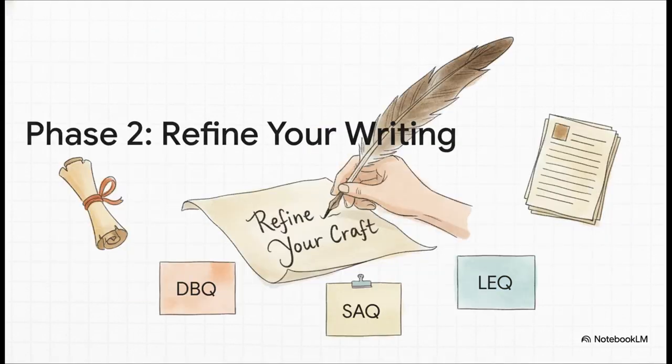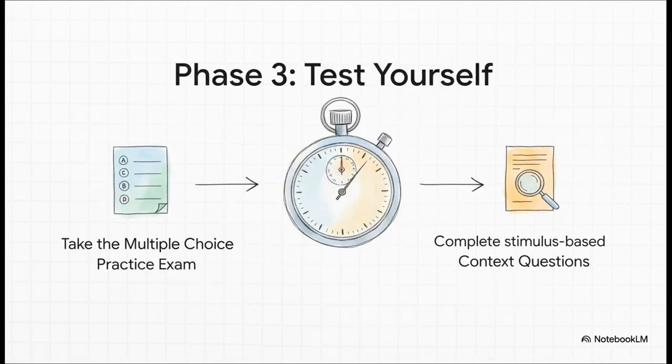All right, on to phase 2. This is where we tackle that huge 60% of your score. You're going to dive deep into the specific guides for the DBQ, the SAQ, and the LEQ. Your goal here is to really internalize what makes a great response, to understand the rubrics, and to see how to structure your arguments for maximum impact. And finally, phase 3. It's dress rehearsal time. You'll take the multiple choice practice exam to get a feel for the pacing and the style of the questions. Then you can get even more practice by working through the stimulus-based context questions. This is where you put it all together under pressure.